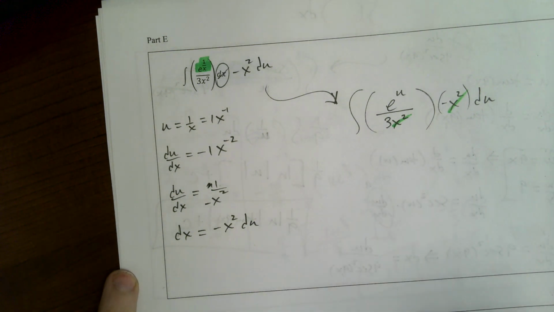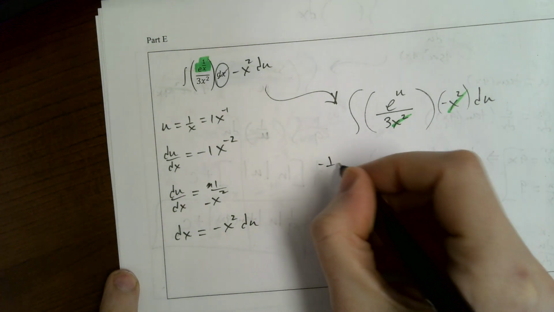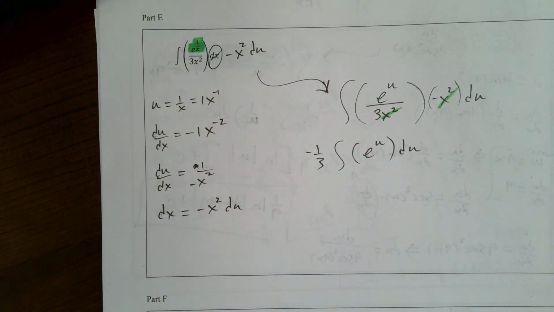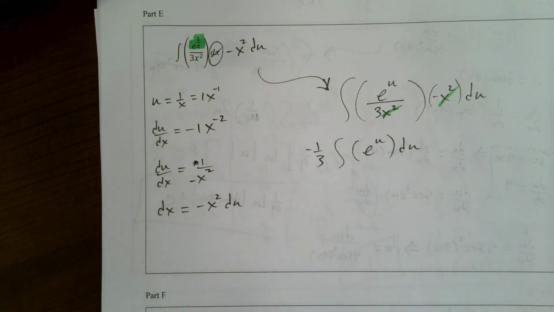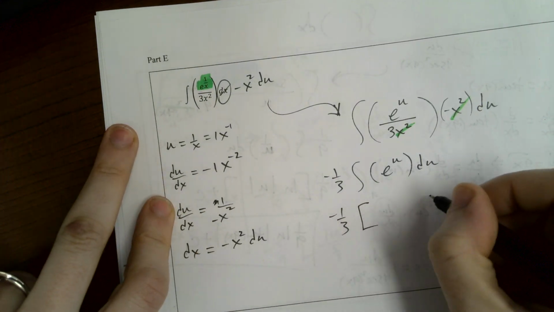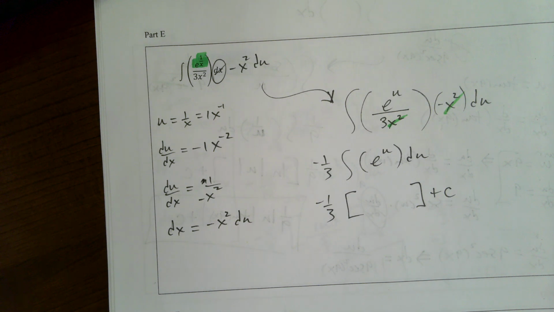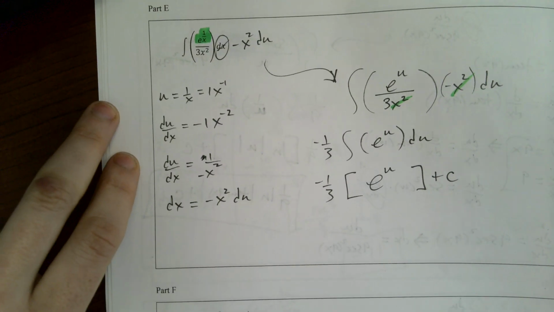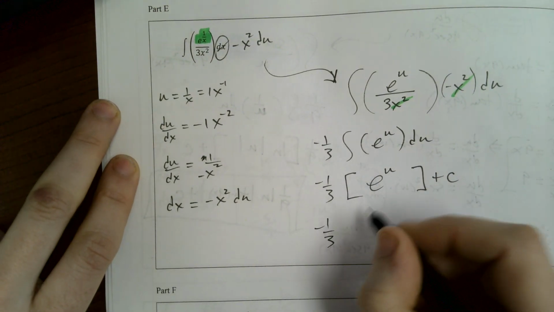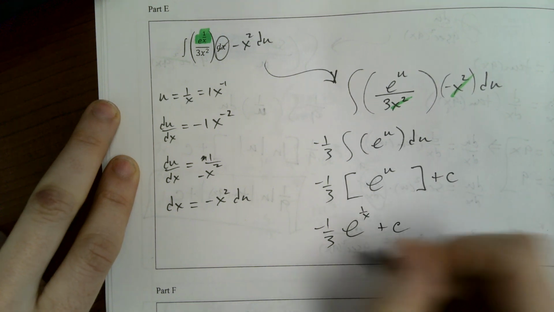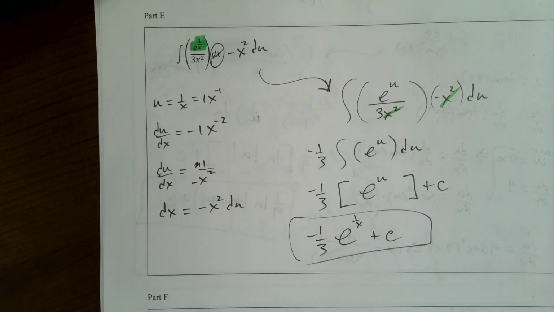And I'm going to pull the coefficient out front, which is a negative 1/3. Okay, now, is this antiderivative a one-step? Yes, it is. So I carry down the negative 1/3, brackets plus c. What is the antiderivative of e to the u? It is e to the u. Negative 1/3 e to the 1 over x plus c. That's the antiderivative.